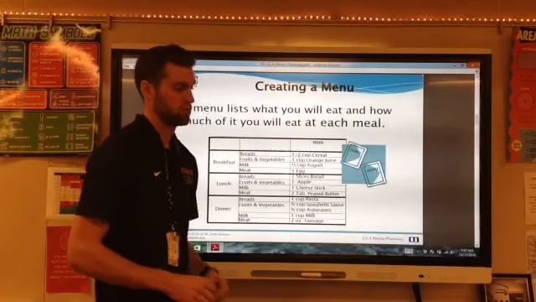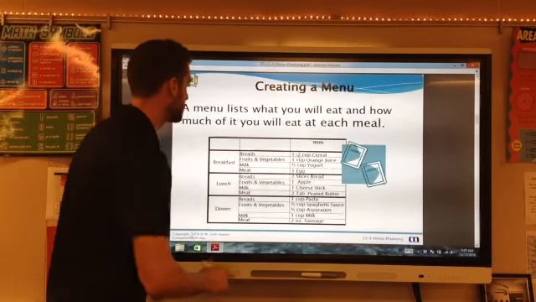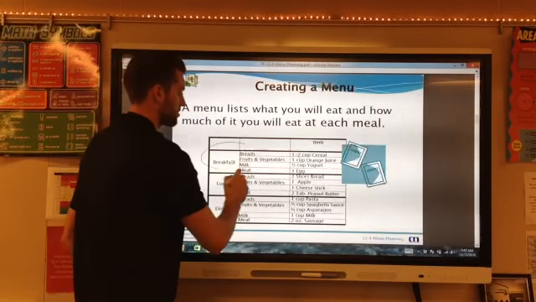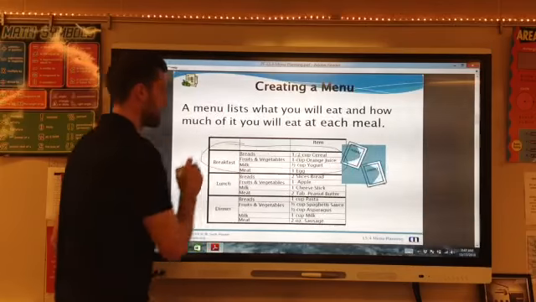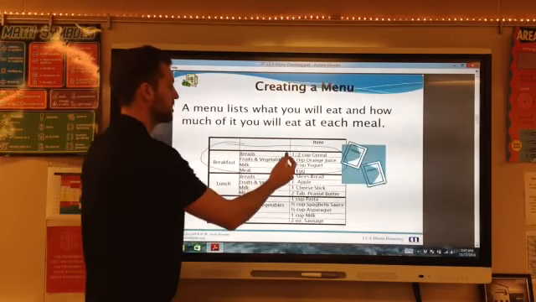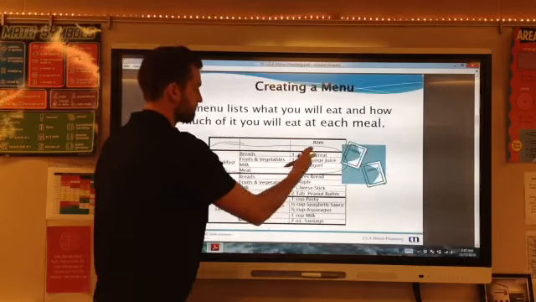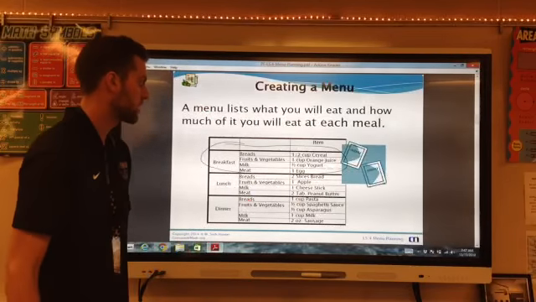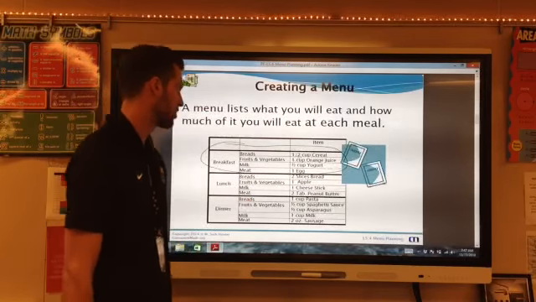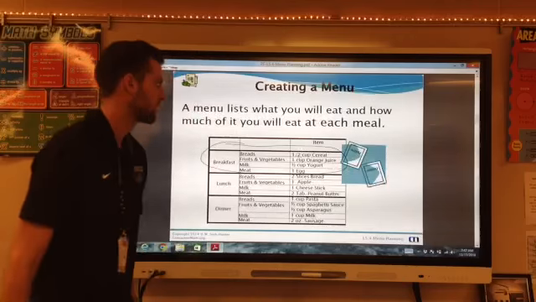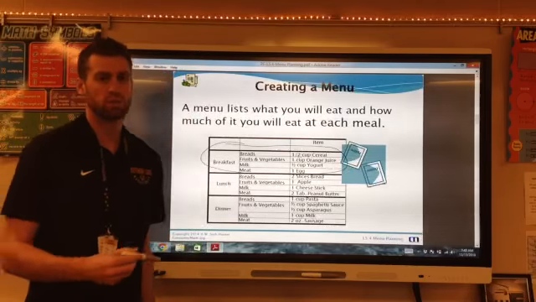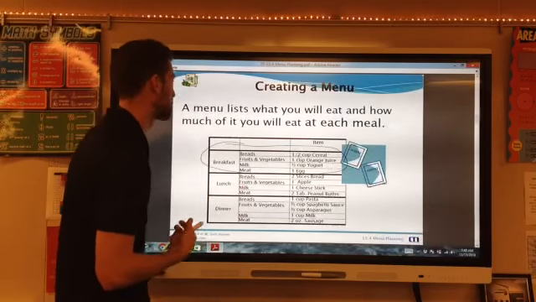Creating a menu. This is kind of what you guys have probably done already. You might not have half cup cereal, you might have a bowl, or you might have probably a cup of orange juice, half cup yogurt and an egg. You guys have that stuff. But let's break it down into finding the actual cost.